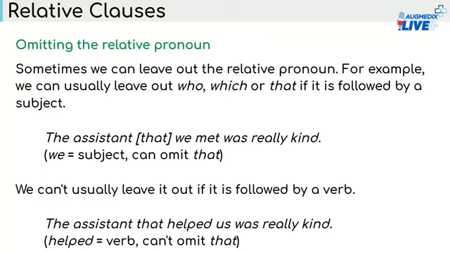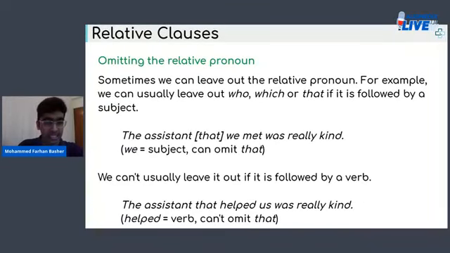For example, we can usually leave out who, which, or that if it is followed by a subject, such as the assistant that we met was really kind. Now, something is wrong with this sentence. Take a look at the bracketed that here. The sentence seems quite wordy, and it also seems choppy. It doesn't really sound right.